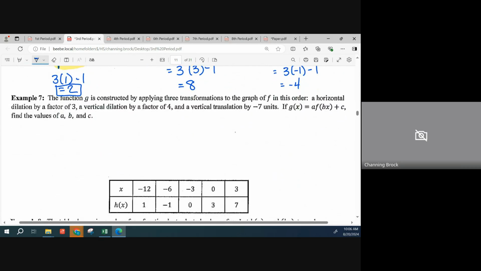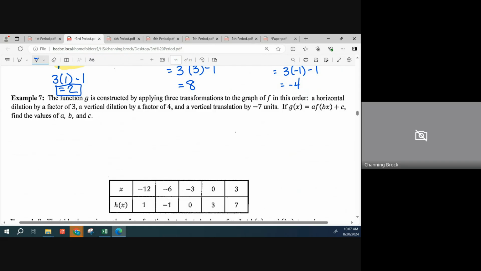7. So number 7 says the function g is constructed by applying 3 transformations to the graph of f, which is the original: a horizontal dilation by a factor of 3, a vertical dilation by a factor of 4, and a vertical translation by -7 units. So it says if g of x equals, and it gives us the function with variables in there, find the values of a, b, and c.